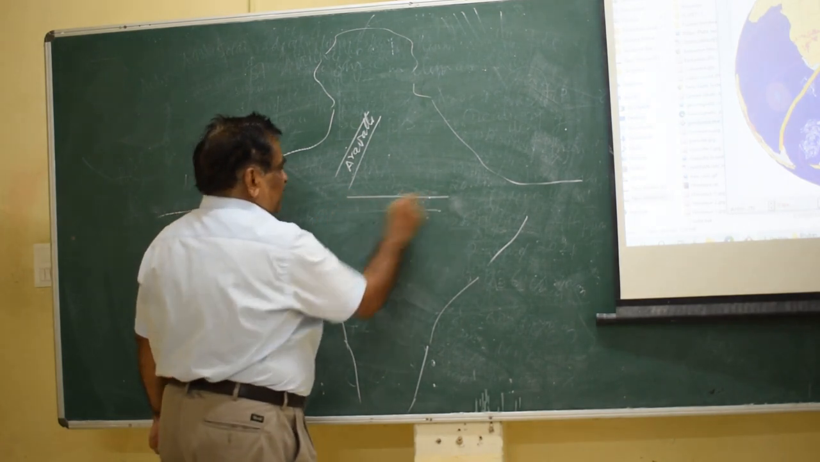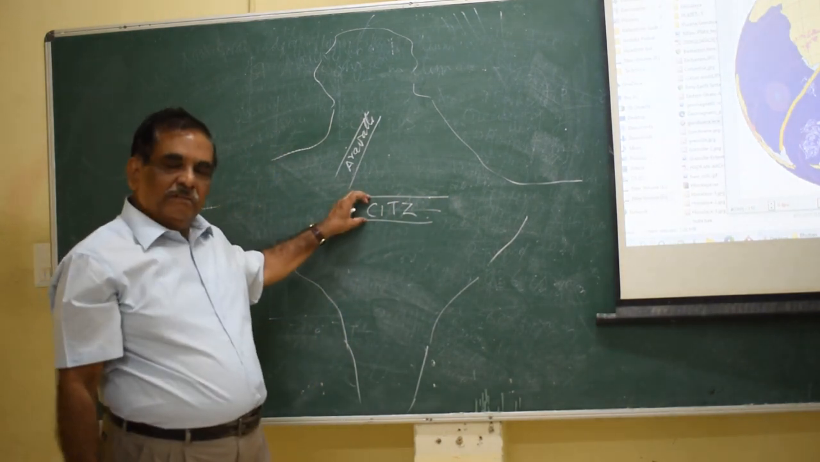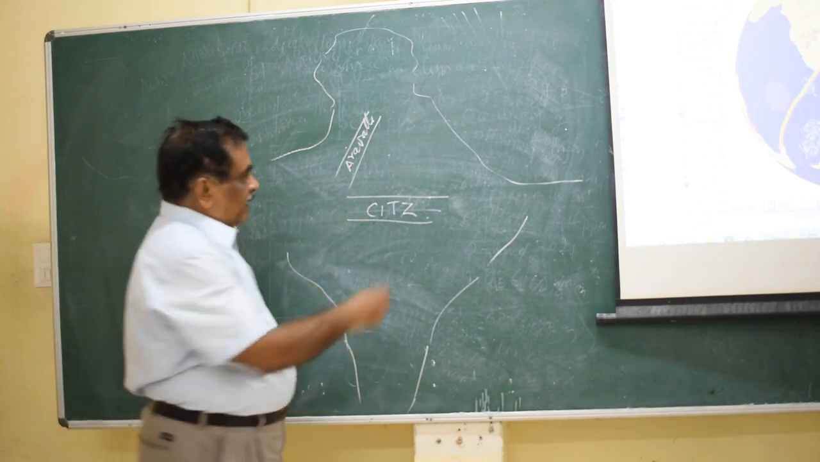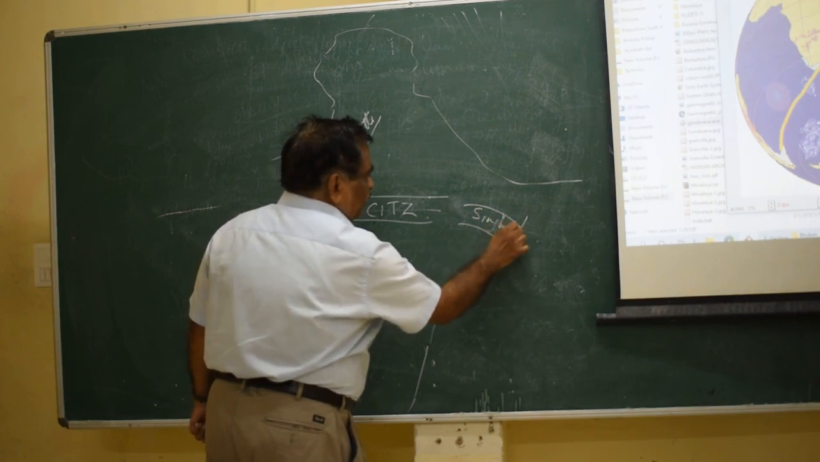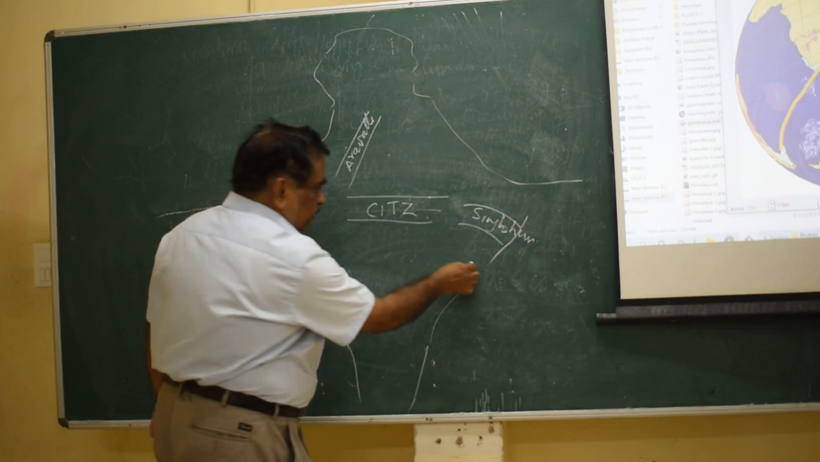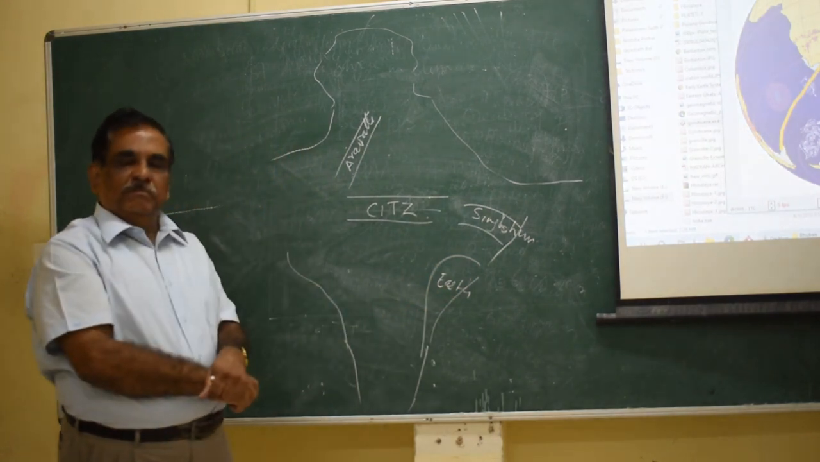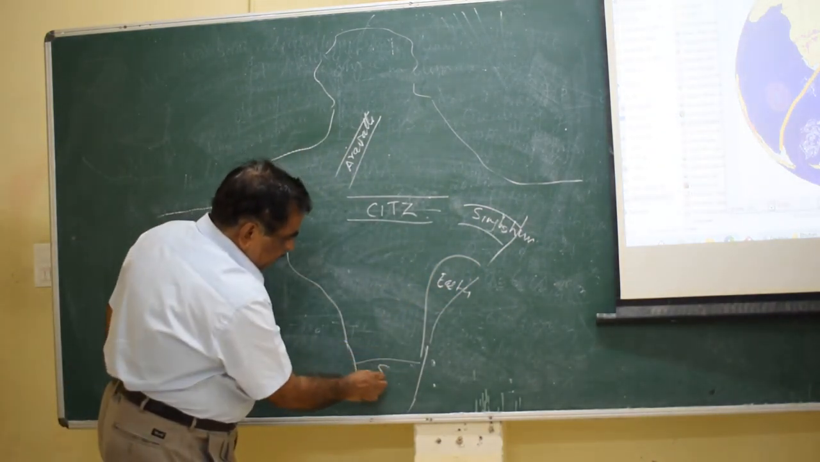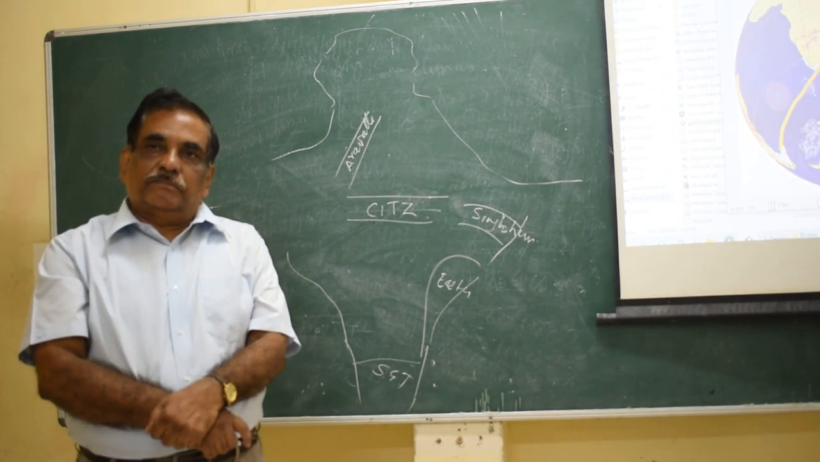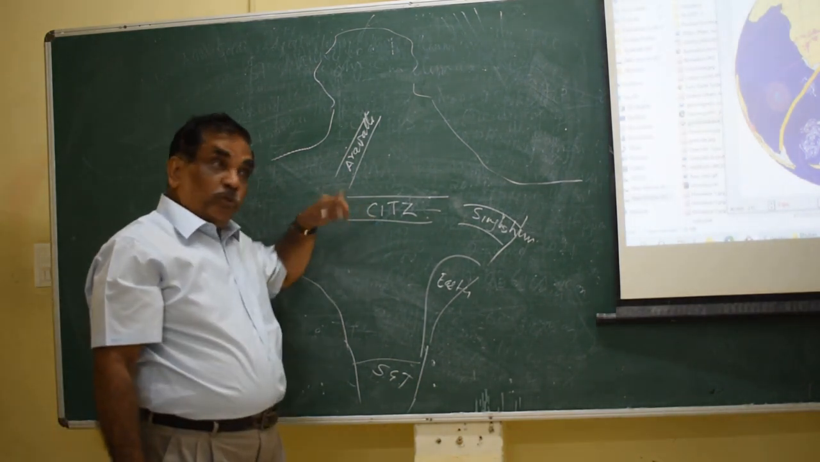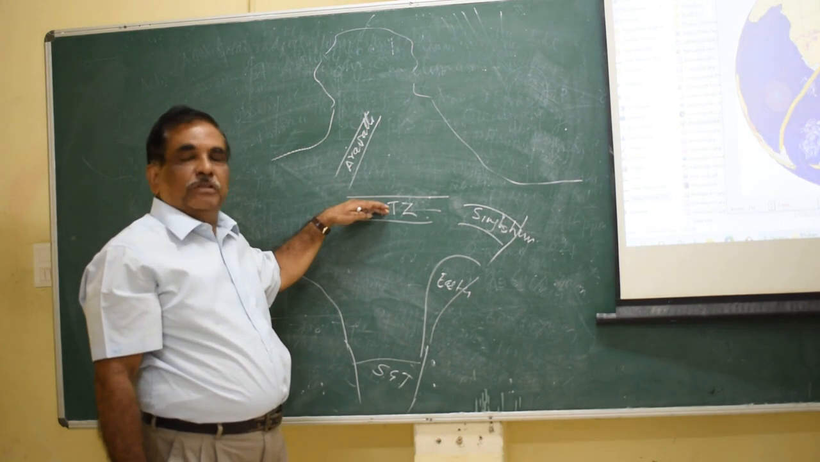Then this is your CITZ. That is another orogen. Then comes the Singhbhum orogen, Singhbhum mobile belt or orogen. Then comes the Eastern Ghats. Then the Southern Granulite. So these are the Proterozoic mobile belts. These are the signature of those large Proterozoic oceans, which closed because of subduction.